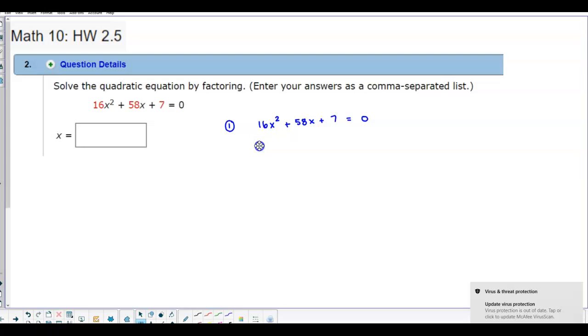So the first question we want to ask ourselves is, can we factor anything out of these three terms? Well, we can't. So therefore, we're going to have to factor this by using the AC method. So let's start and see if we can do that. By AC, meaning that 16 represents A, 7 represents C. So 16 times 7 gives us 112.